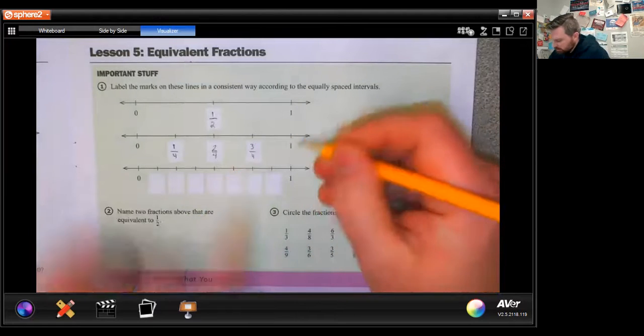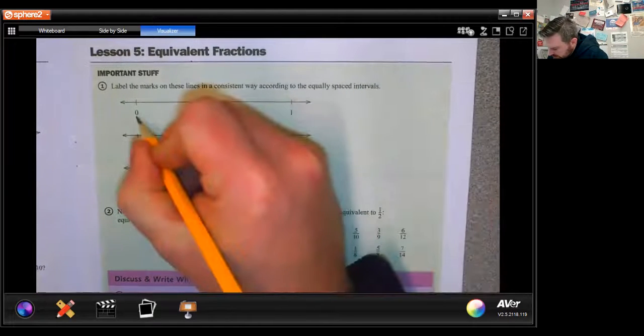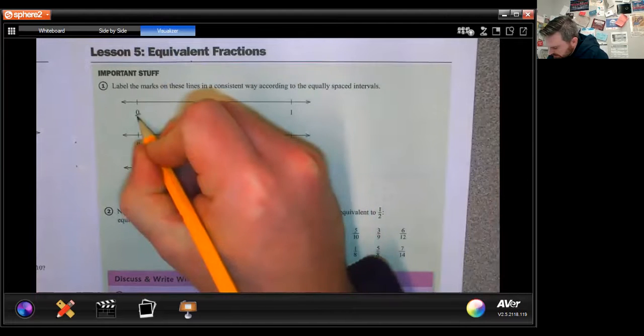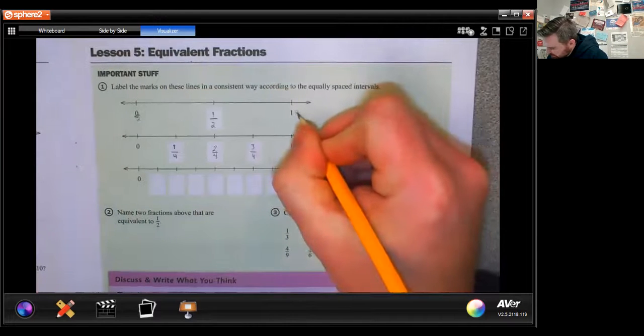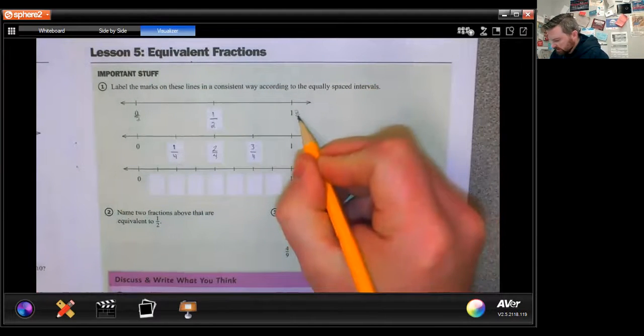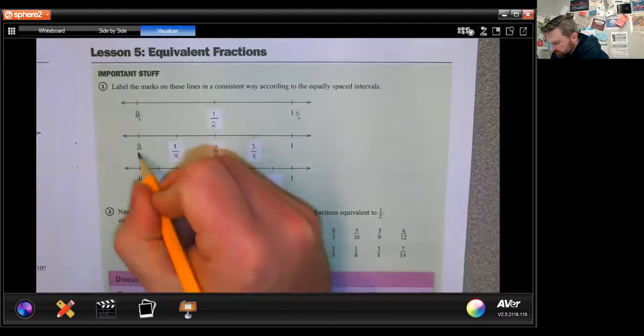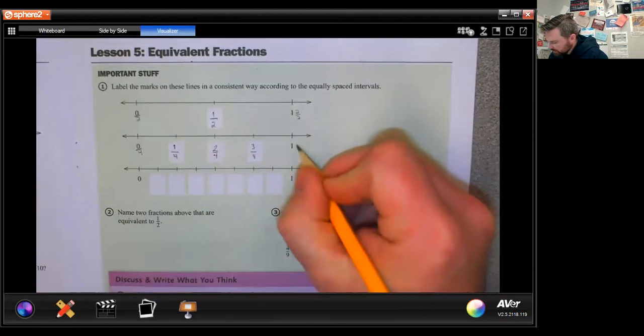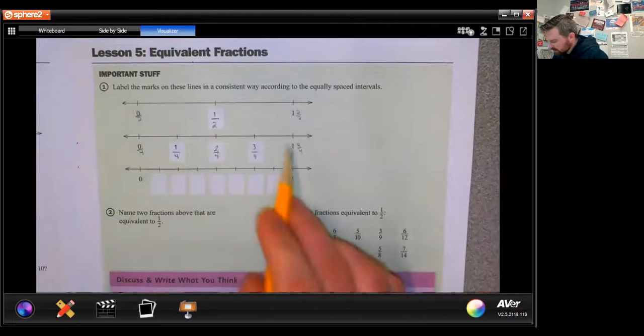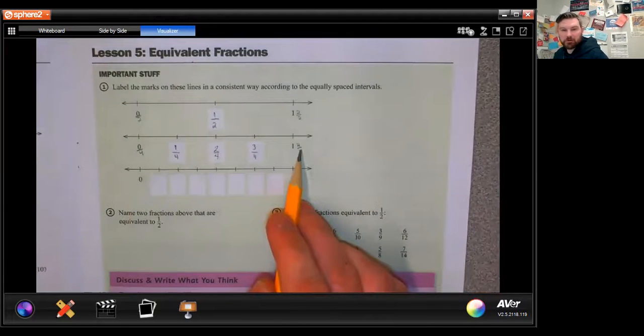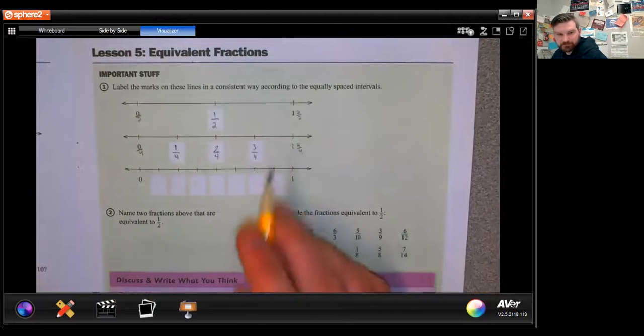This would be, and I'm going to mark these out, this would be 0/2 in this case, and this would be 2/2. So that's equivalent to 1. This would be 0/4, which is equivalent to 0. This would be 4/4. You've got 4 spaces. This one counts the fourth, but 4/4 is the same as 1.